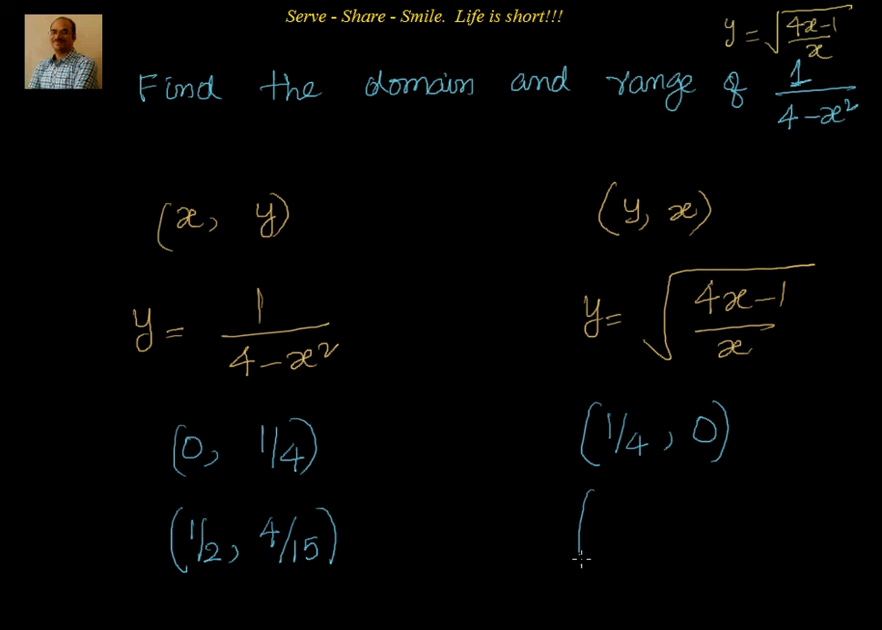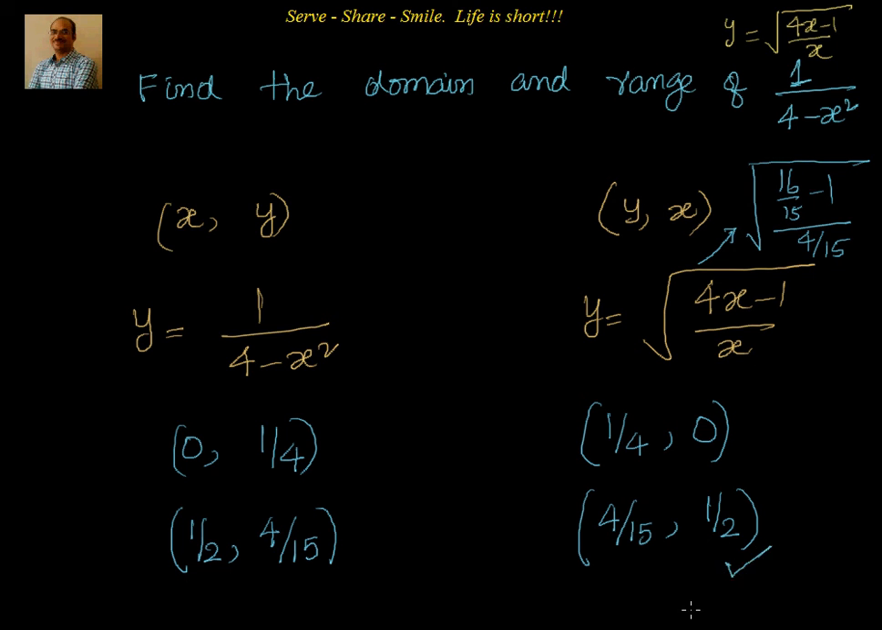Okay, now this is the inverse function. If I supply 4 by 15 to it, it should give me back 1 by 2. Let us check that. I'll write down square root of 4 into 4 by 15, which is 16 by 15, minus 1, divided by 4 by 15. If you simplify that, you get 1 by 15 divided by 4 by 15. That is 1 by 4. Square root of 1 by 4 is 1 by 2. That is the logic based on which we go to the inverse function and find the domain.